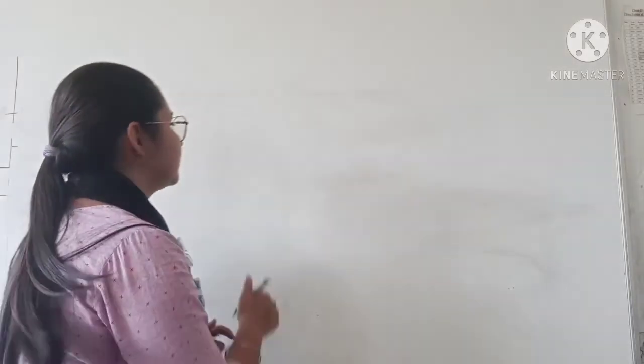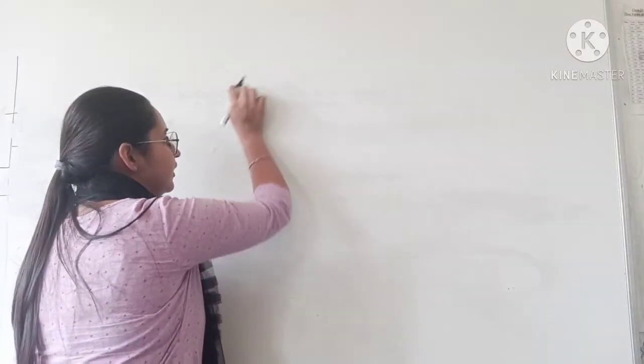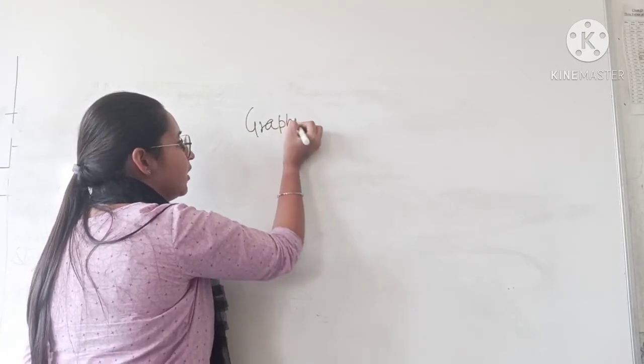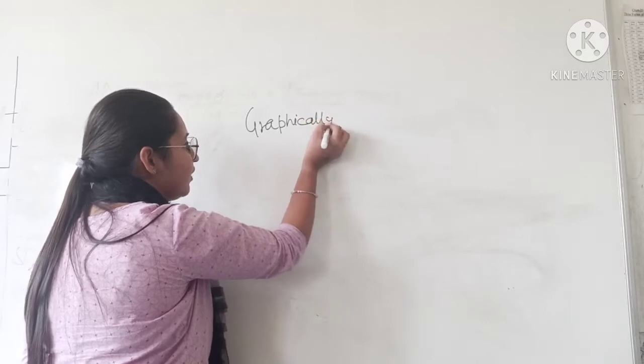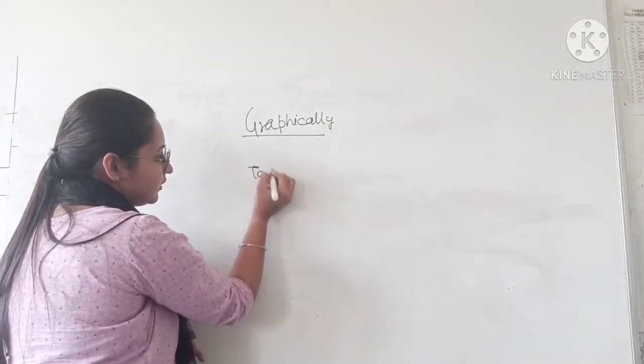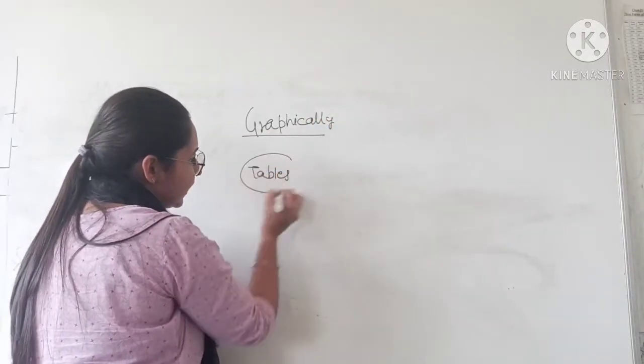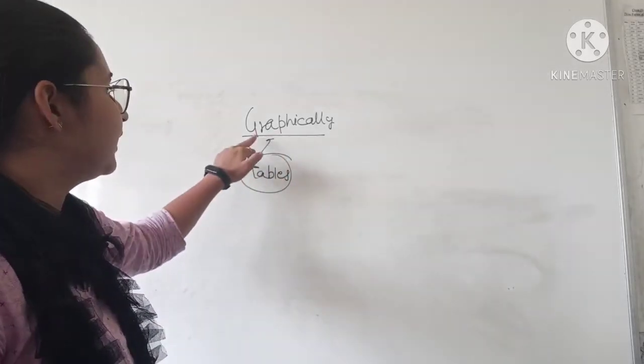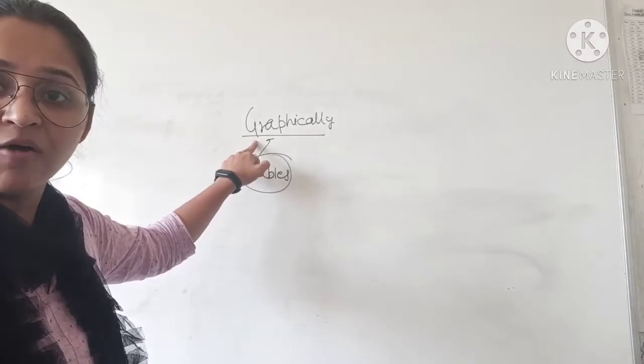Now besides the table, there is another way to represent our data, and that representation is graphical. It means besides tables, we are also able to represent our data in the form of graphs.